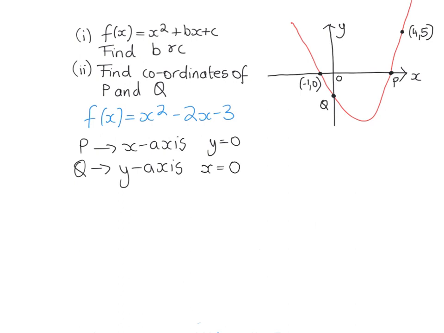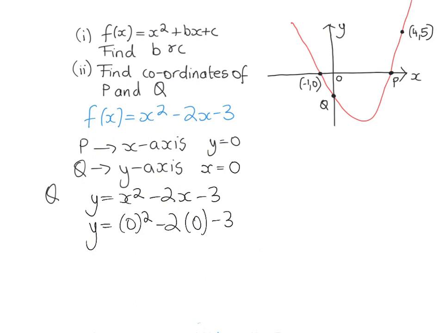So we have here, remembering that we could rewrite the function as y is equal to x squared minus 2x minus 3. So first of all, I'm going to find point Q. So we know that x is equal to 0. So then y is going to be equal to 0 squared minus 2 times 0 minus 3. So we get that y is equal to minus 3. So then, if x is 0 and y is minus 3, then the coordinates of Q are 0, minus 3.